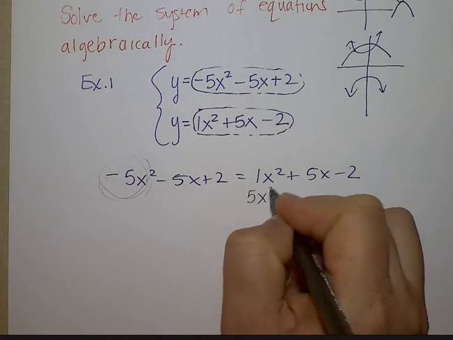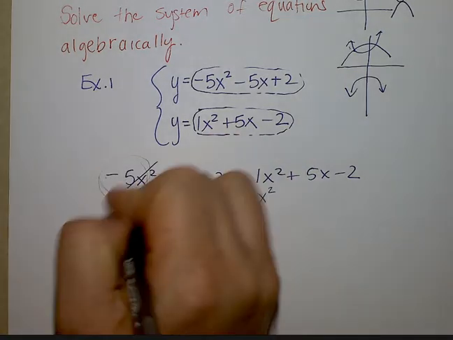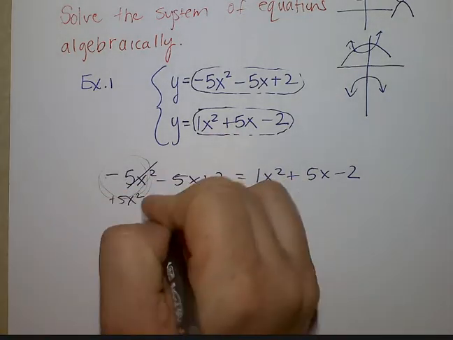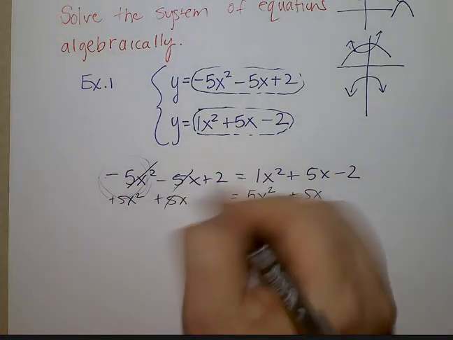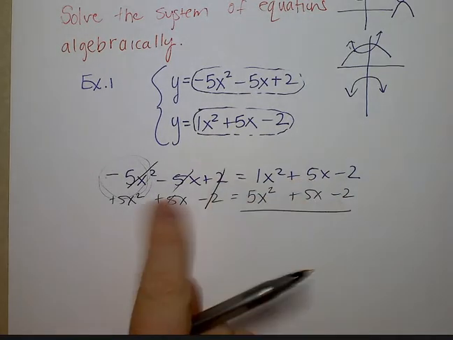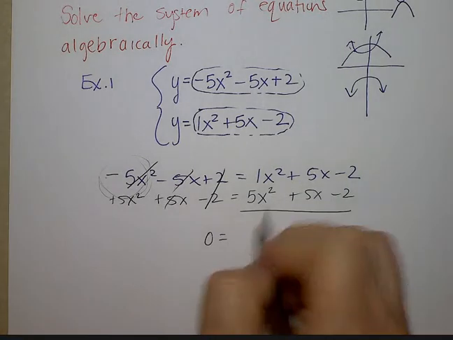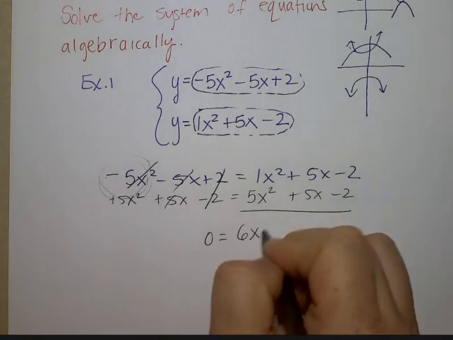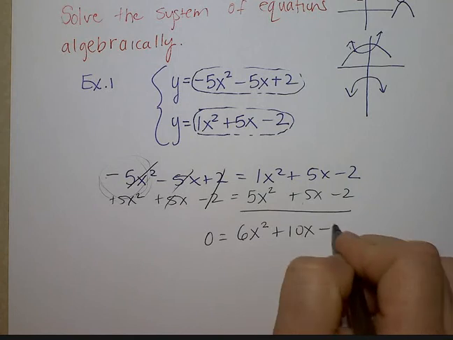So when this moves over, it becomes positive, and it cancels. And when this moves over, I'm going to add it. And when this moves over, I'm going to subtract it. So everything has canceled out on the left-hand side. And now on the right-hand side, I have 6x squared plus 10x minus 4.